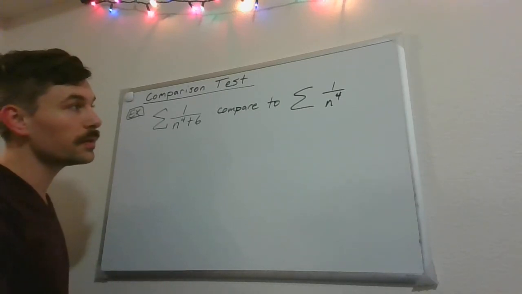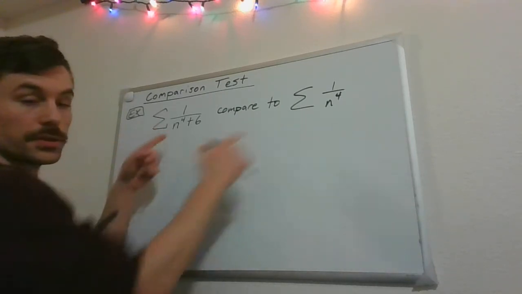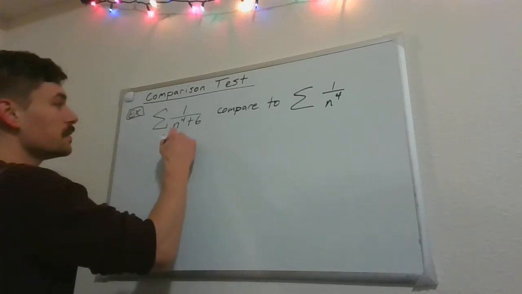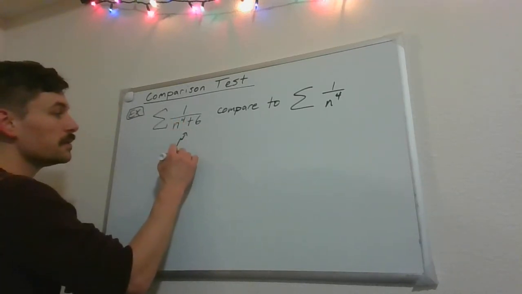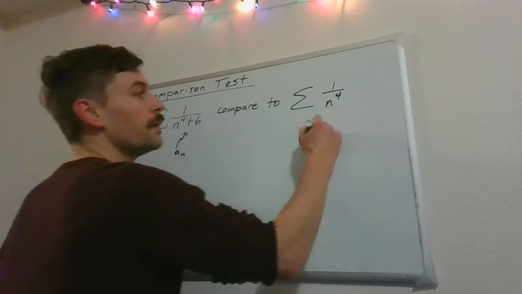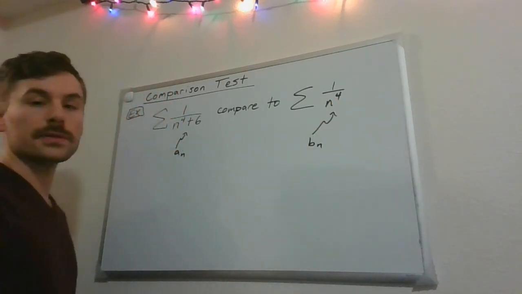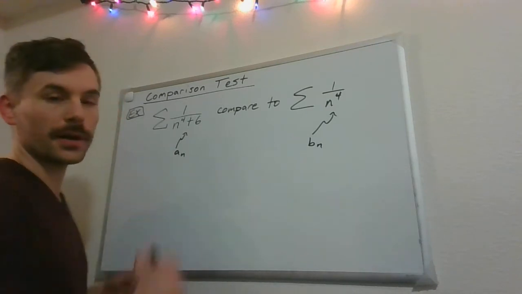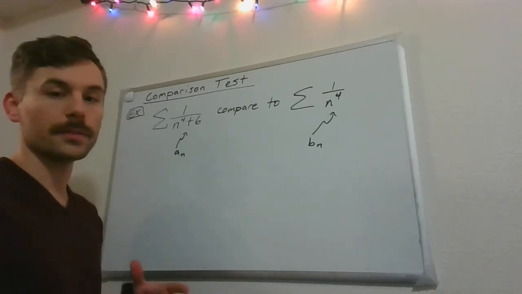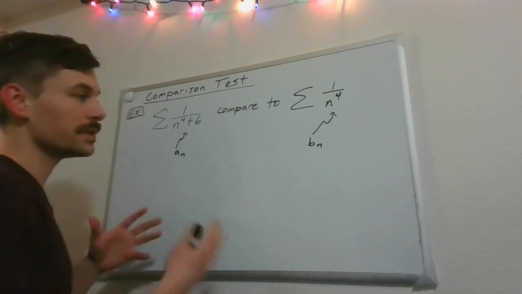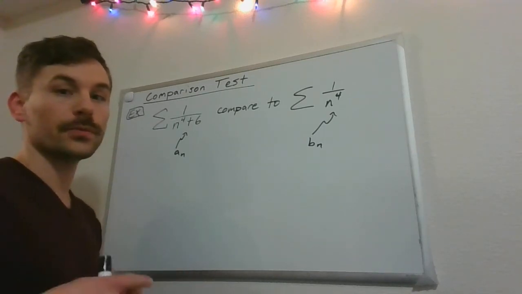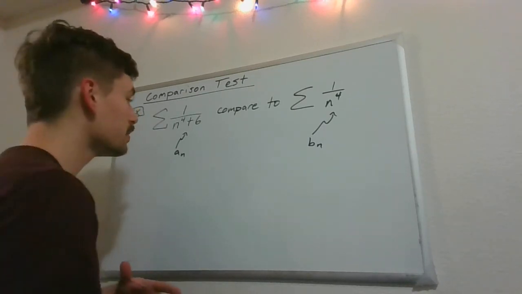The one thing that we have to check is what's the relationship between these two things. So the given piece maybe is like our a sub n, and the thing we're comparing to is like our b sub n. Don't get too caught up in what we're calling a, what we're calling b, right? The idea is what's their relationship and does it match with convergence or divergence.